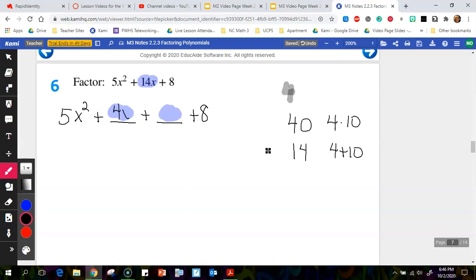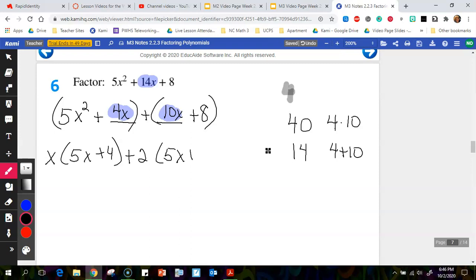It's going to be 4x and 10x. All right, so I made the 14x into 4x plus 10x. Parentheses. Greatest common factor. Right here, it's just an x, 5x plus 4. Over here, it's going to be a 2, 5x plus 4. So I did it right. These are the same. That's my first factor, and x plus 2 is my second factor.